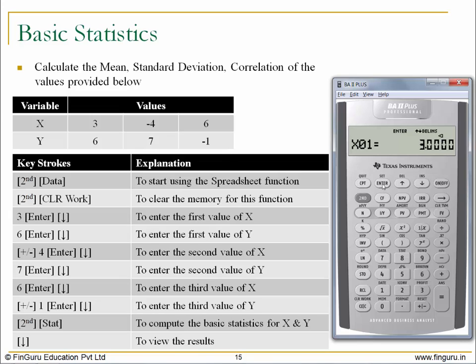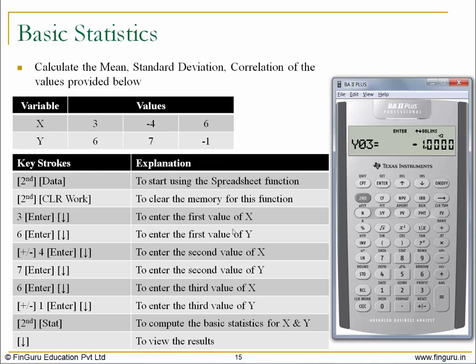3, enter. Press the down arrow key. As soon as I do that, I come to the next variable, for the y, which is y01, which is 6. So we'll say 6, enter. Down arrow key. Now x02 is -4, so we'll say 4, negative, enter. Down arrow key. 7, enter. Down arrow key. 6, enter. Down arrow key. 1, negative, enter. Yeah, we have entered the x and y coordinates.